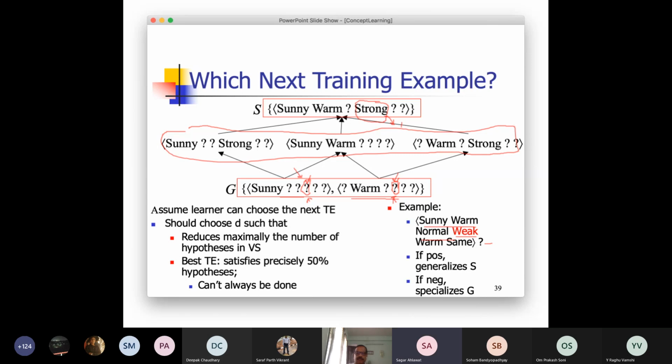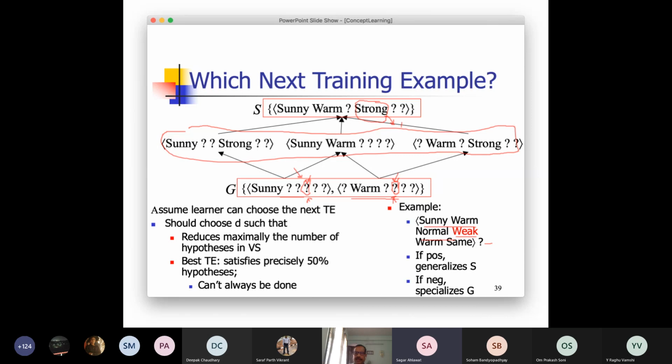Sir, in this example, suppose in S1 instead of strong there was a weak, and this is a negative example. Then S would be empty again? No, you have to find out. If there is weak and it is negative, you have to consider the other question marks also. There you may find some hypothesis which will satisfy that specialized case. Only the positive sample matters for S.